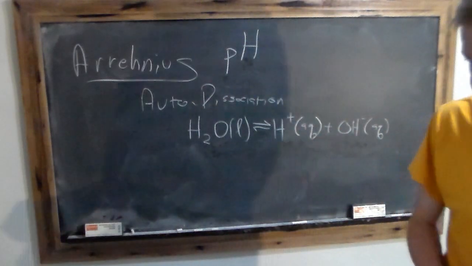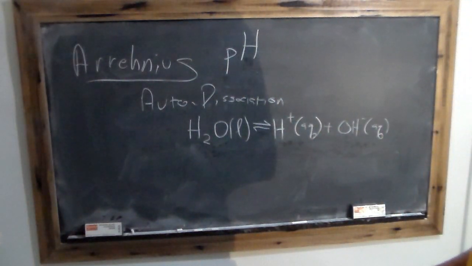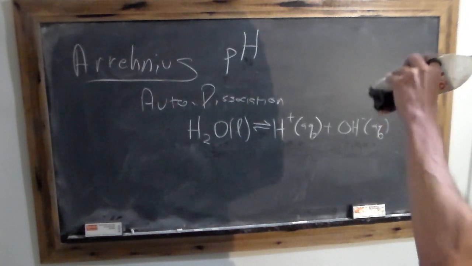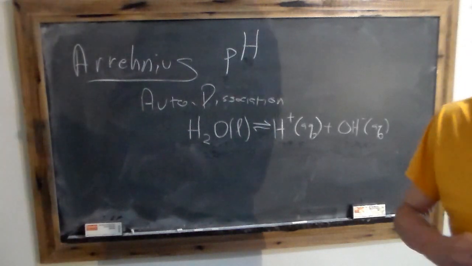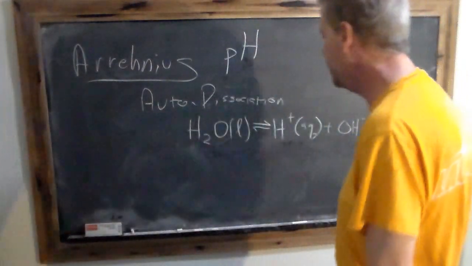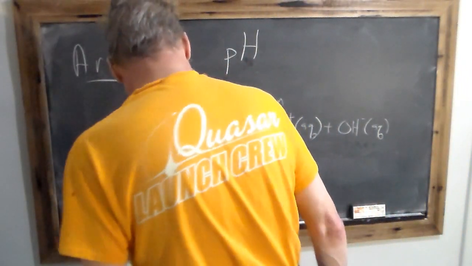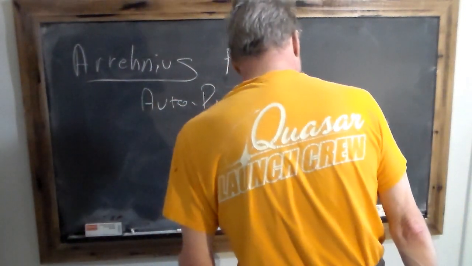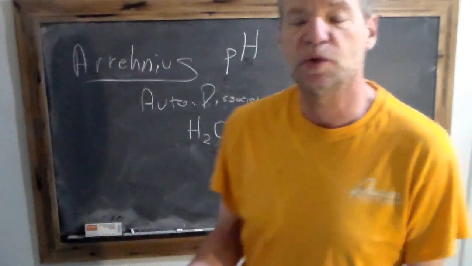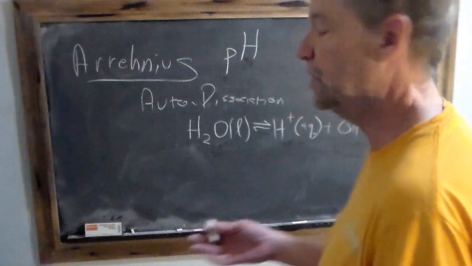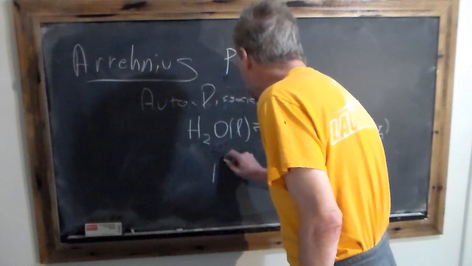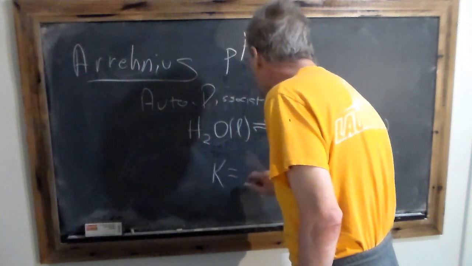Now, as chemists, we can write what's called an equilibrium constant expression for this autodissociation. This stuff is terrible. And it looks like this. Anytime we write an equilibrium constant expression, we leave out water. Because water is so prevalent, its concentration doesn't really change, so we just take the concentration and factor it into the equilibrium constant expression.